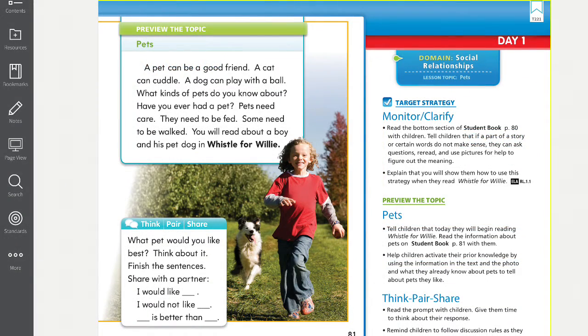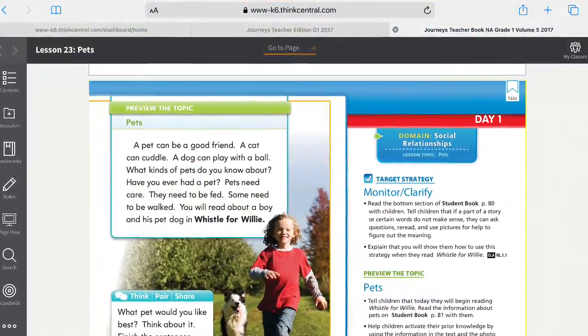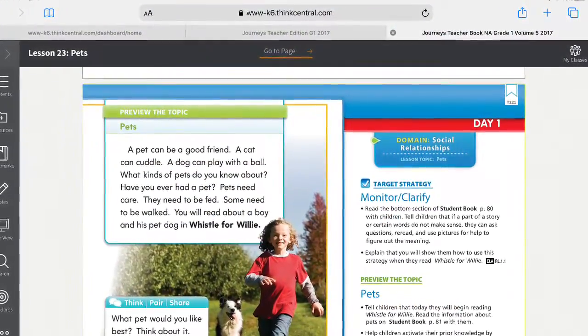Our topic this week is pets. A pet can be a good friend. A cat can cuddle. A dog can play with a ball. What kinds of pets do you know about? Have you ever had a pet? Pets need care. They need to be fed. Some need to be walked.